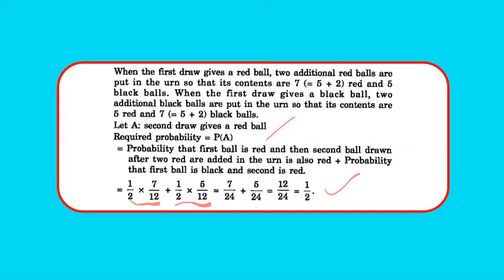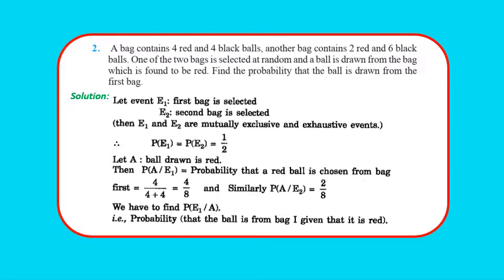Coming to question 2. A bag contains 4 red and 4 black balls. Another bag contains 2 red and 6 black balls. One of the two bags is selected at random and a ball is drawn from the bag, which is found to be red. Find the probability that the ball is drawn from the first bag. So let E1 be the event that the first bag is selected and E2 that the second bag is selected. First we have to select the bags. So probability of E1 will be equal to probability of E2, that is half. And the event A is that the ball drawn is red.